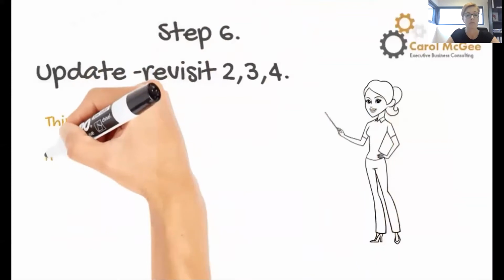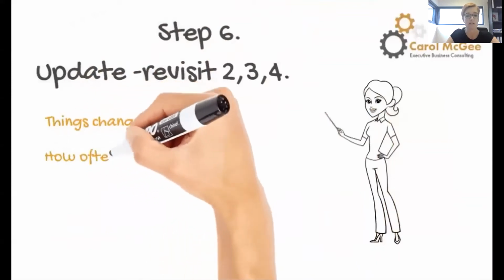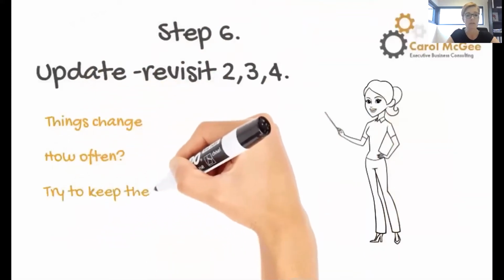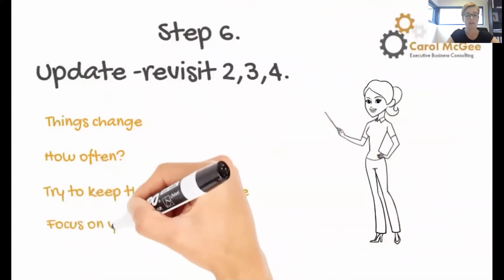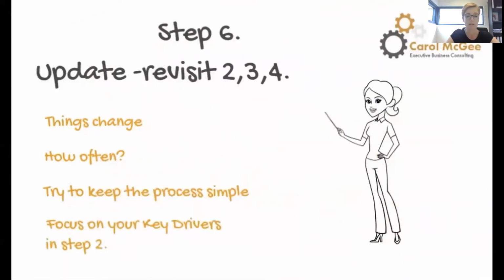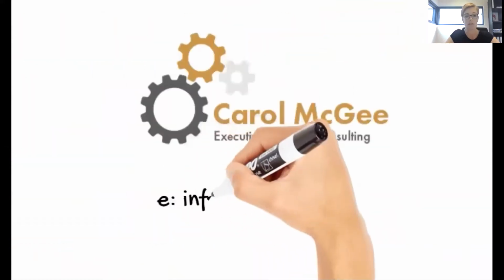And the final step is really just to revisit. So this is a continuous improvement exercise. So you're basically revisiting steps 2, 3, and 4 because things change. The question is how often to actually revisit, because there can be quite a lot of work in scenario planning. My advice would be to keep it as simple as possible and to try and focus on your key drivers.